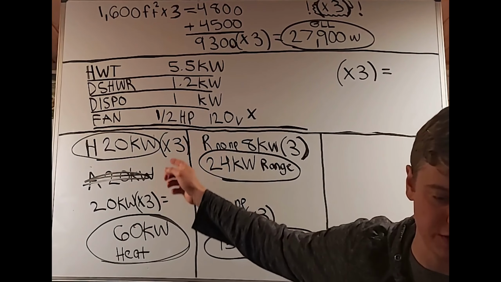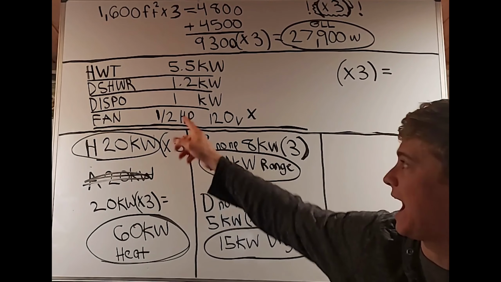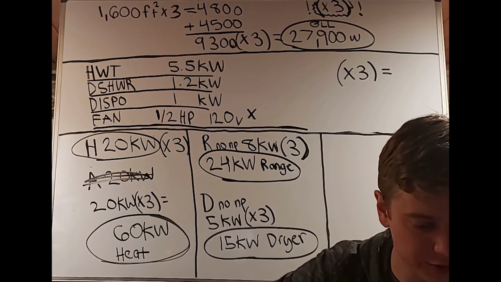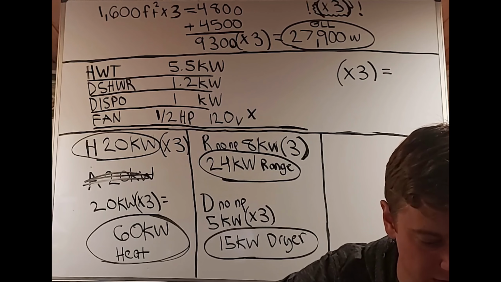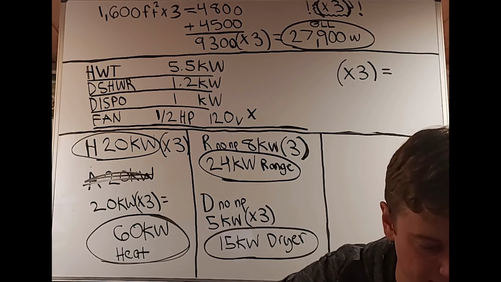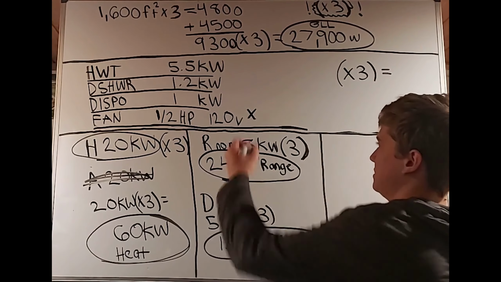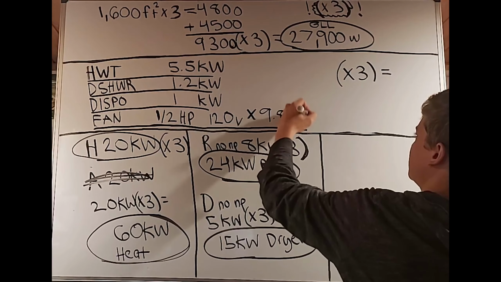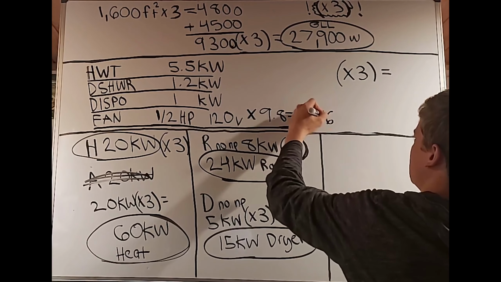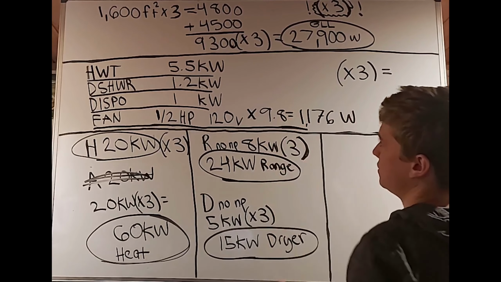Okay, so we're under 115 volts and we see we have a half horsepower here. Under a half horsepower, we have 9.8 amps. Remember, again, this is telling us in amps. So we have 120 times 9.8, and we get 1,176 watts, and now we know the watts for our fan.